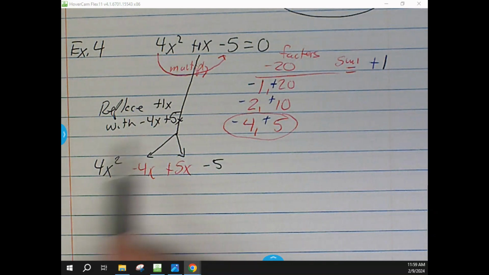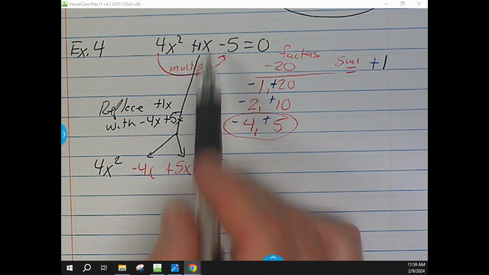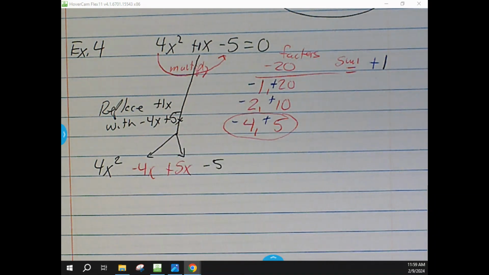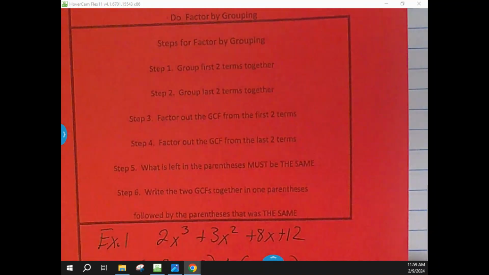Okay. So again, we're going to replace the middle term, the B term, with these two things. So we're replacing a positive 1 with negative 4 plus 5, and just put x's on those. Okay, again, the whole reason we do that is now it's 4 terms. Now we get to do the grouping, and that's the part y'all said was pretty easy. So now we're going to do the 4 terms with the factor by grouping.